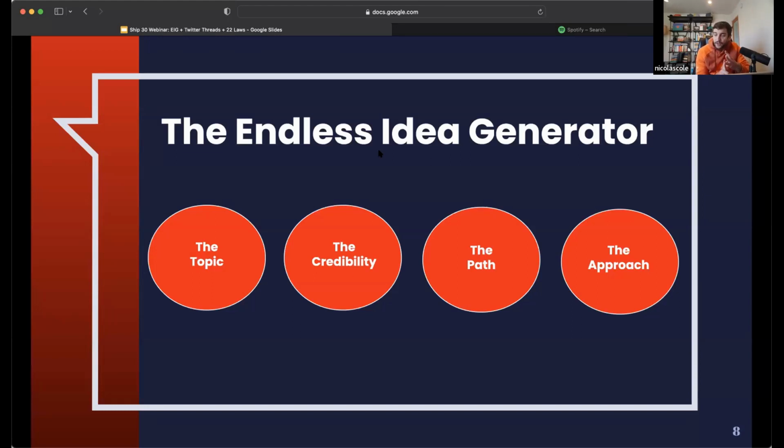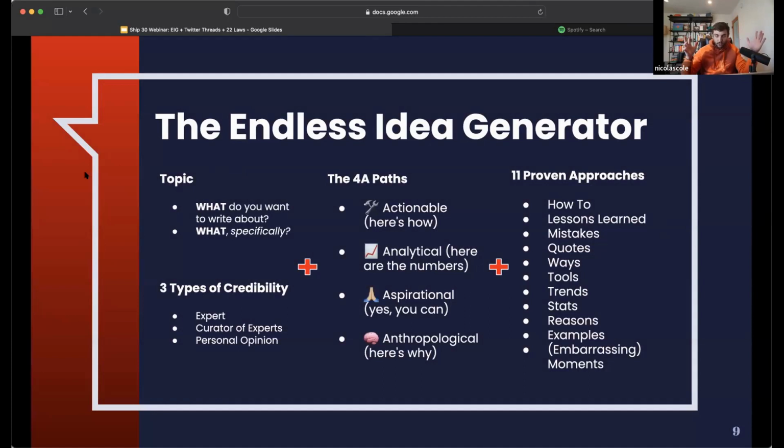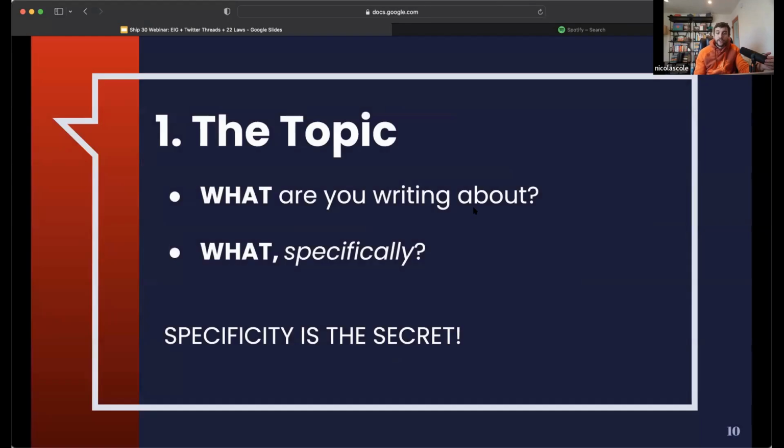You have the path, which is what direction you're going to take them. And then you have the approach, which is how you're going to organize what you're sharing with them. We're going to walk through each one of these pieces. This is what it looks like as a whole: I clarify my topic, plus my credibility, plus I choose one of these paths, plus I choose one of these approaches. It takes a little bit to understand how all these pieces work together, but we're going to go through a bunch of examples and show you how we play with this as well. So the first is the topic.